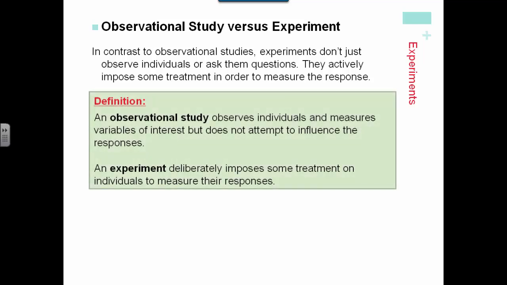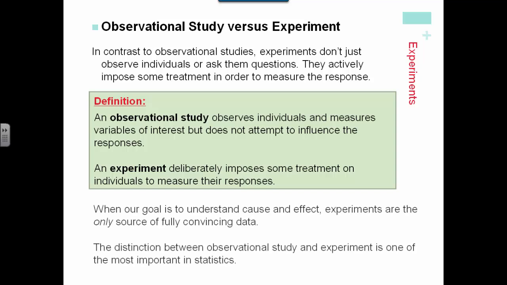Experiments include some treatment in order to measure a response. An observational study observes individuals and measures variables of interest but does not attempt to influence the responses, whereas an experiment deliberately imposes some treatment on individuals to measure their responses. When our goal is to understand cause and effect, experiments are the only source of fully convincing data. The distinction between observational study and experiment is one of the most important in statistics.